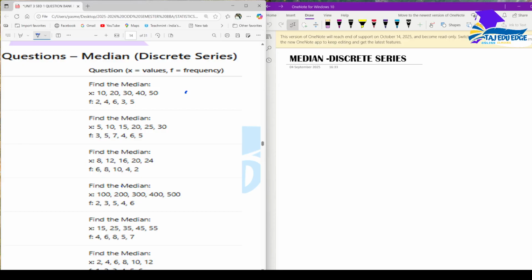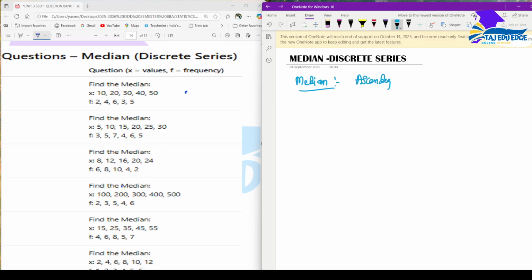So here x is given, f is given. When we are calculating median, you already know it's important that first we put the x values in ascending order. Ascending or descending order, it depends on how you have learned. I usually teach students only one thing so they do not get confused. Let's make it clear: ascending order. So let's put the x into ascending order.